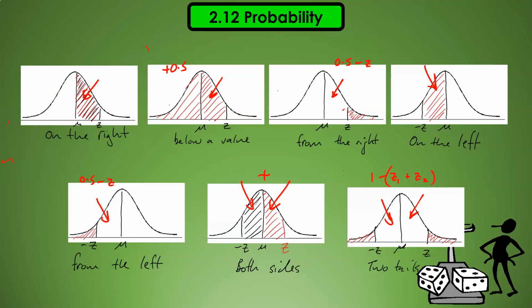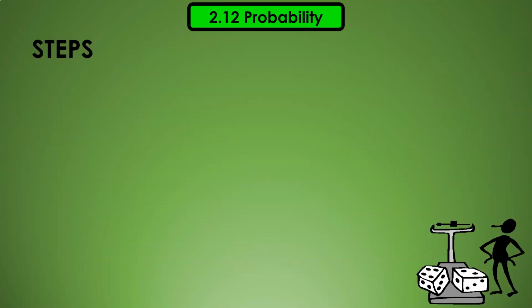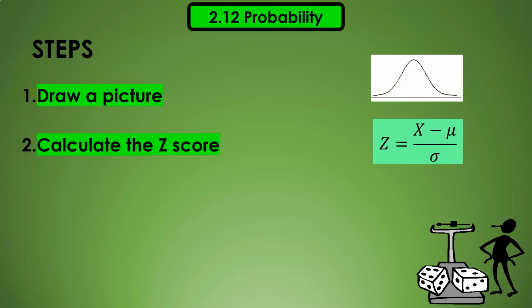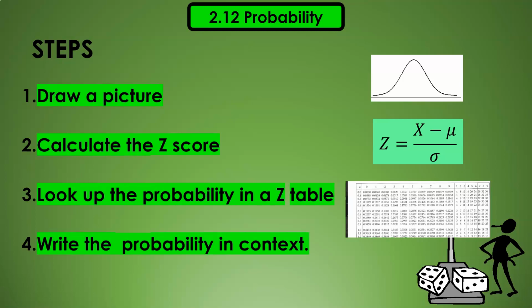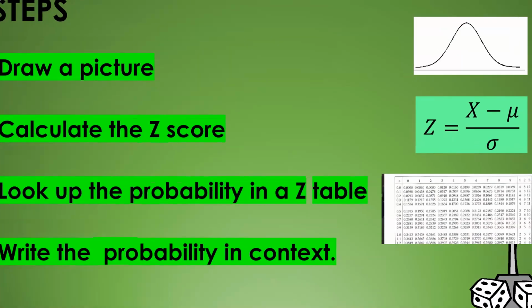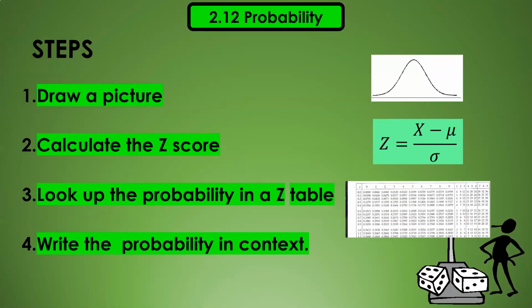So the next stage is trying to put that all together so that you could be given 3 of these questions and work out which one you need. And really it's the diagram that tells you what to do. So the steps don't change. First step is draw a picture, calculate the Z-score, look it up in a table, and then write your probability in context.